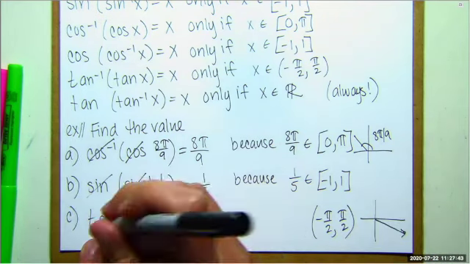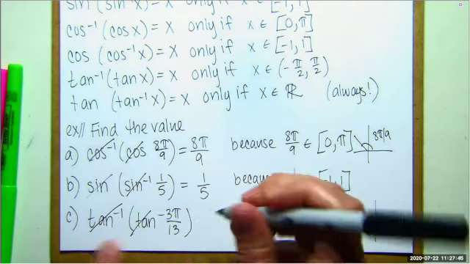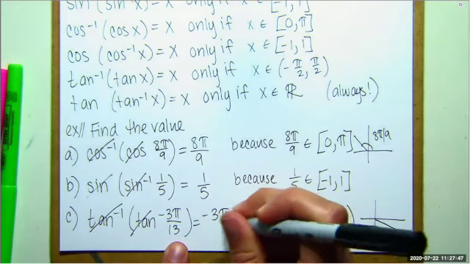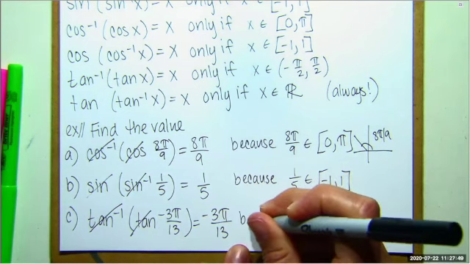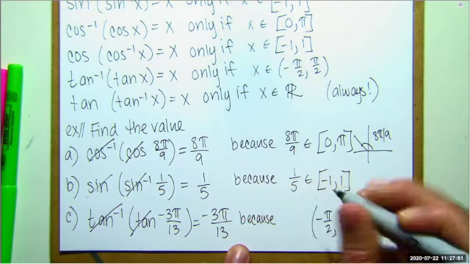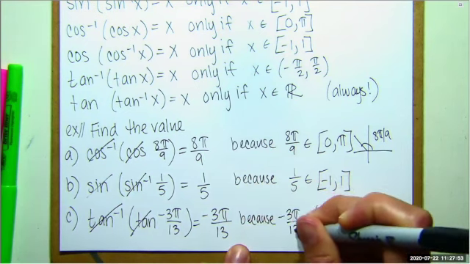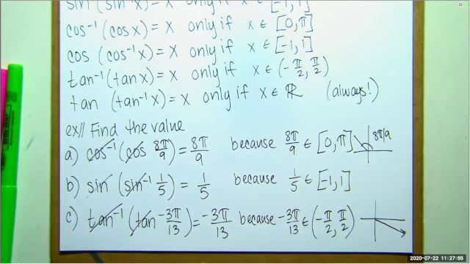So sure, we get negative 3 pi over 13. And this is true because negative 3 pi over 13 is in that interval.